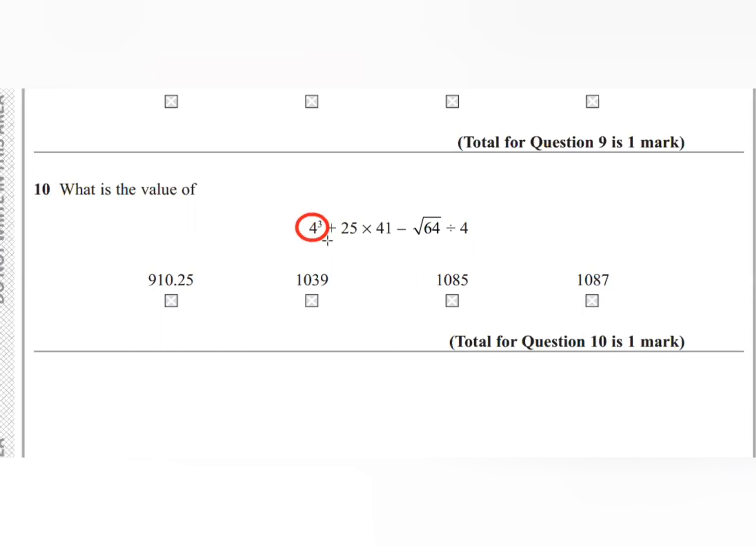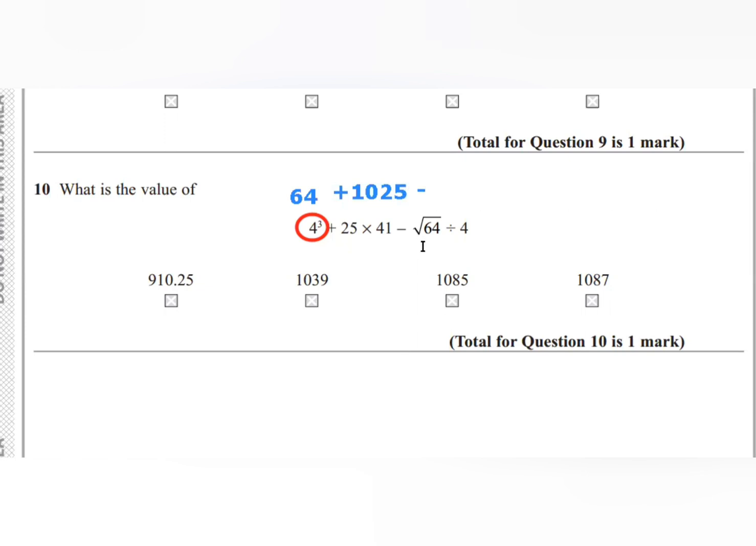Now, 4 power of 3, I'm going to do it in the calculator. It's going to be 4 power of 3. It's going to be 64 here. And I'm going to write it on top here, 64. Okay. This is multiplying. 25 multiply 41. So I'm going to do it first. 25 times 41. Because multiplying is stronger than addition and subtraction. So I'm going to do the multiplying first. So it's going to be 1025. And this is a plus sign, so it's going to be plus 1025, like this. Okay. And then we have minus, we write minus.